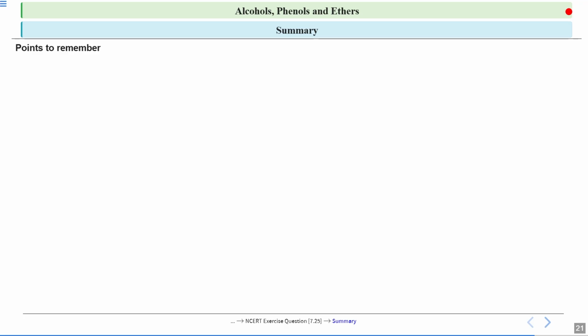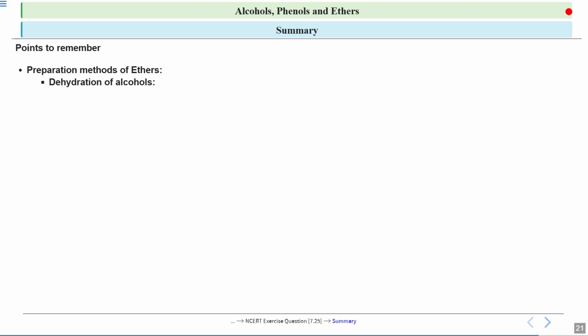Now if we summarize whatever we studied in today's lecture, we saw the preparation methods of ethers. First we discussed what ethers look like. In ethers, the hydrogen of your hydrocarbon is replaced by an alkoxy or an aryloxy group. We discussed there are 2 types of ethers, symmetrical and unsymmetrical. In symmetrical ethers, the 2 groups attached to the oxygen are the same, and in unsymmetrical ethers, the 2 groups attached to the oxygen are different.